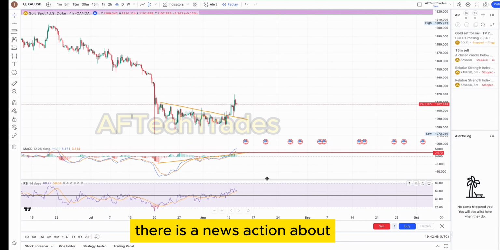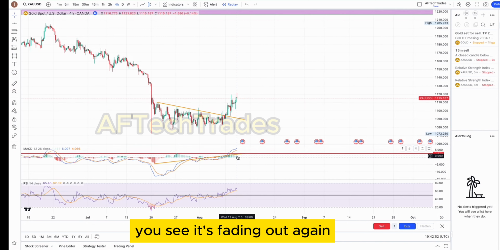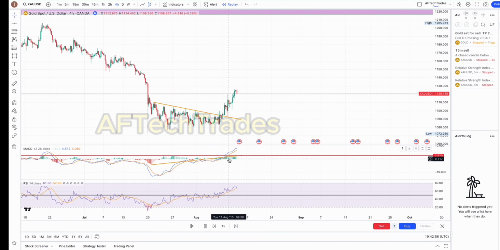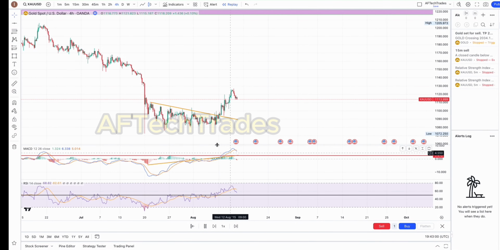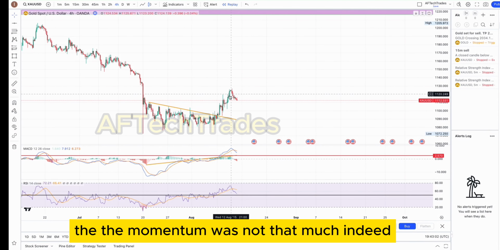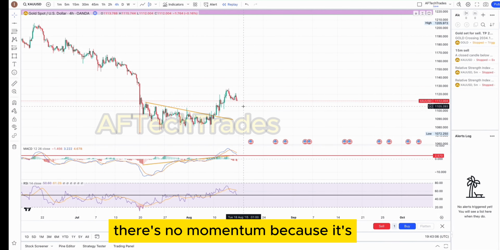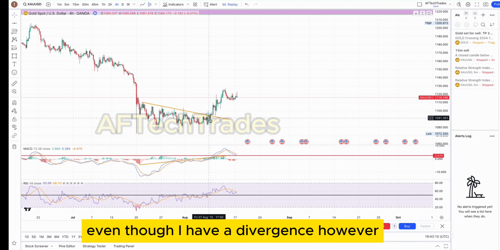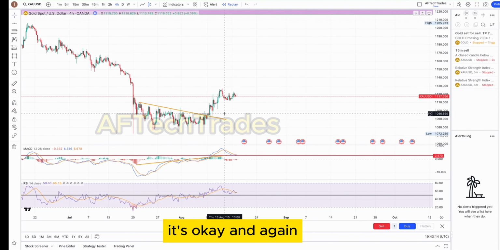There is a news action about to happen somewhere here. You see it's fading out again. It's not too strong. It's fading. You see, look at it. The momentum was not that much. There is no momentum because it did not cross this, even though I have a divergence. However, it's still okay.